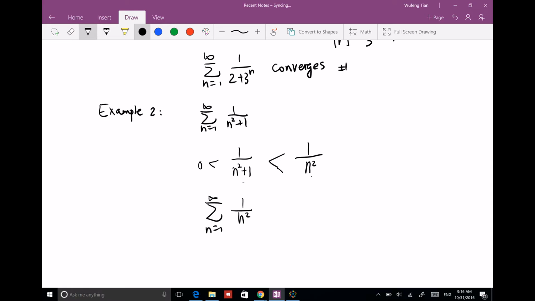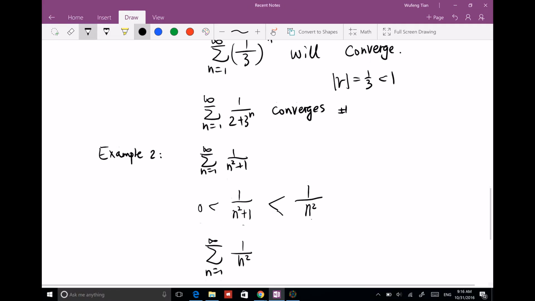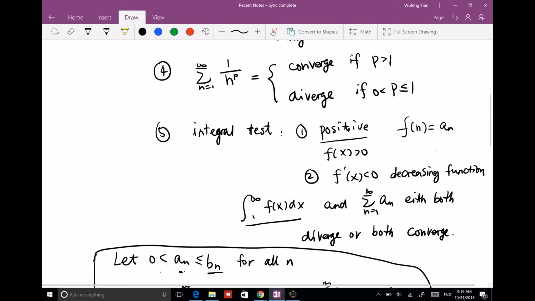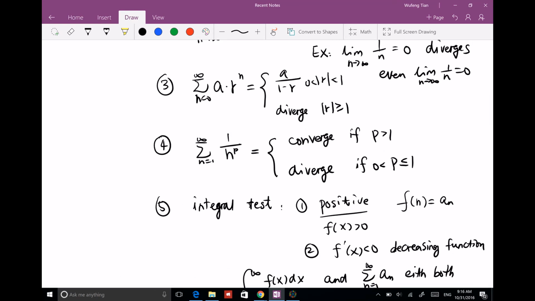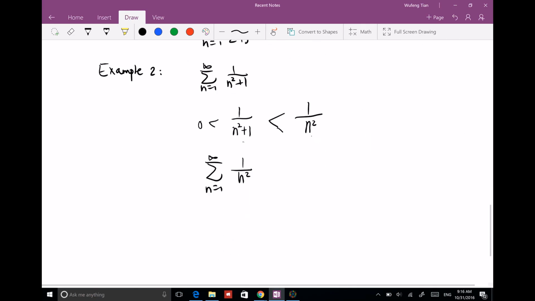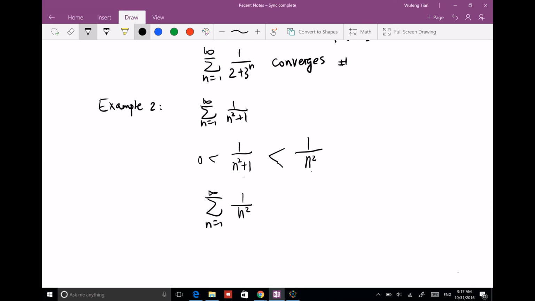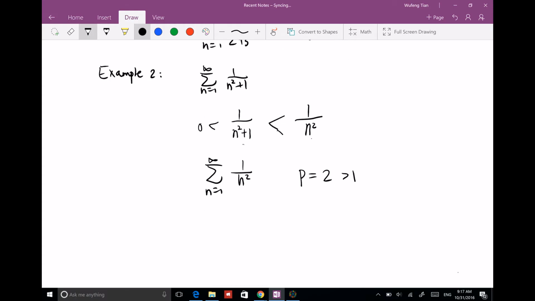Maybe I can ask a student to help me. Thea, 1 over n squared, does it diverge or converge? It converges. Why? It's a P series, right? 1 over n to the power p. P equals what? P equals 2, so this is a P series. Then we got this one converges. Very good, this one converges.